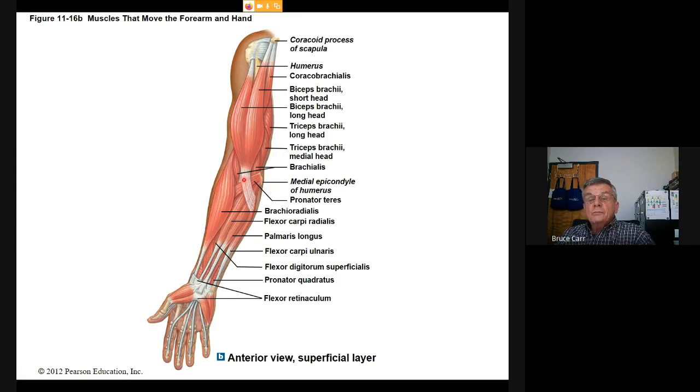Its main action: flex the elbow. Later on, we may expose underneath it the brachialis, and over here, crossing the elbow, the brachioradialis. Now the brachioradialis goes from the humerus all the way down here to the base of the radius and the wrist. But because it crosses the elbow, the brachioradialis and the brachialis can provide synergistic support for flexing the elbow.